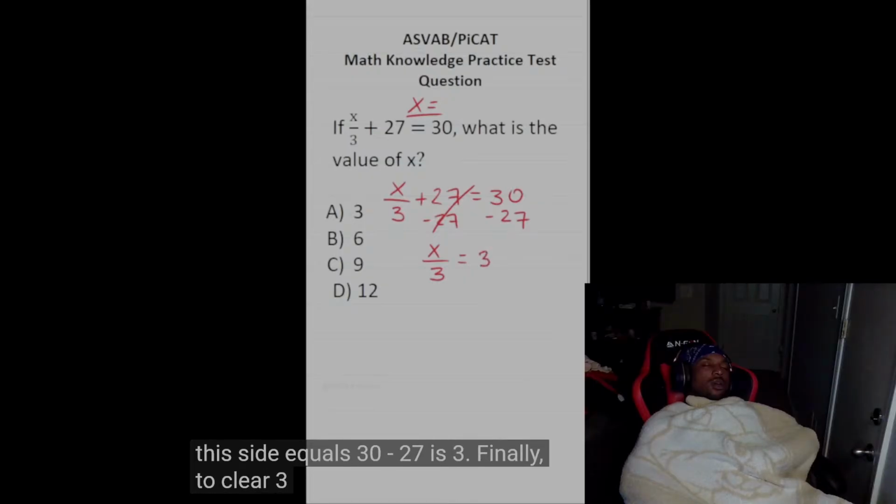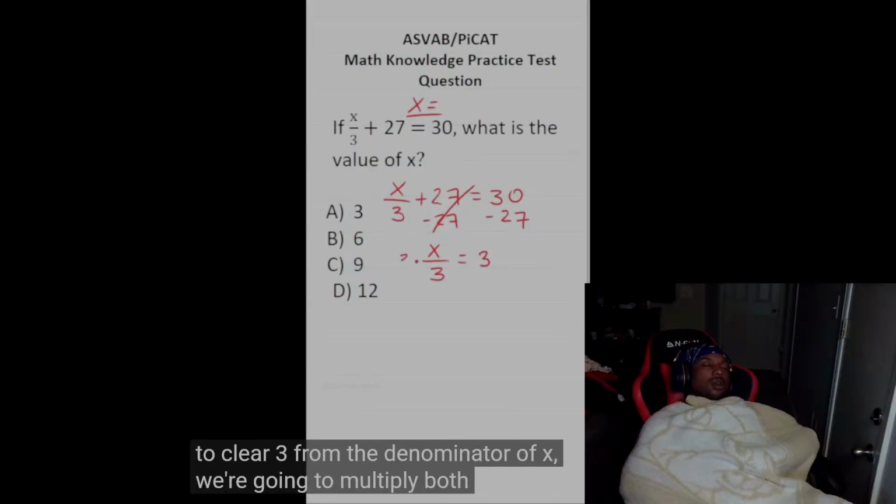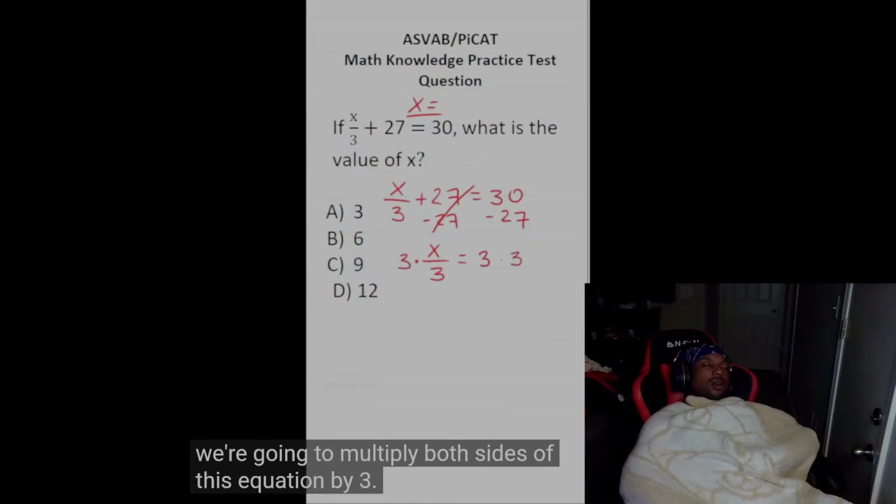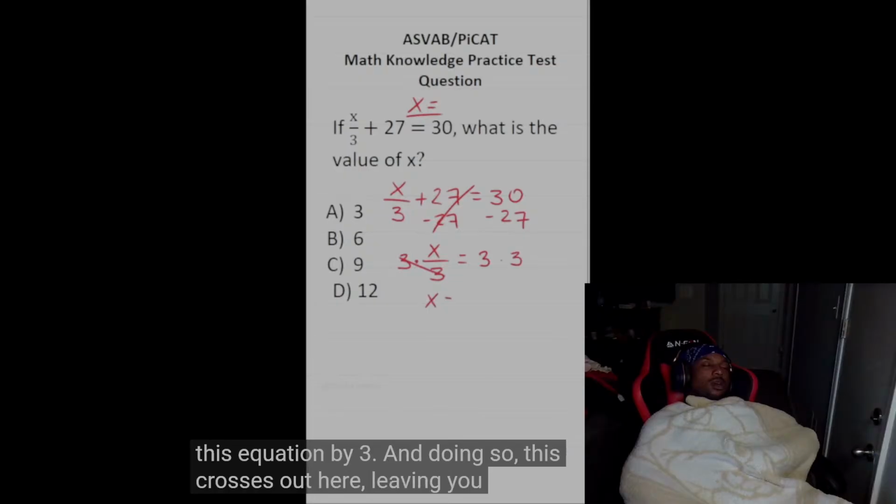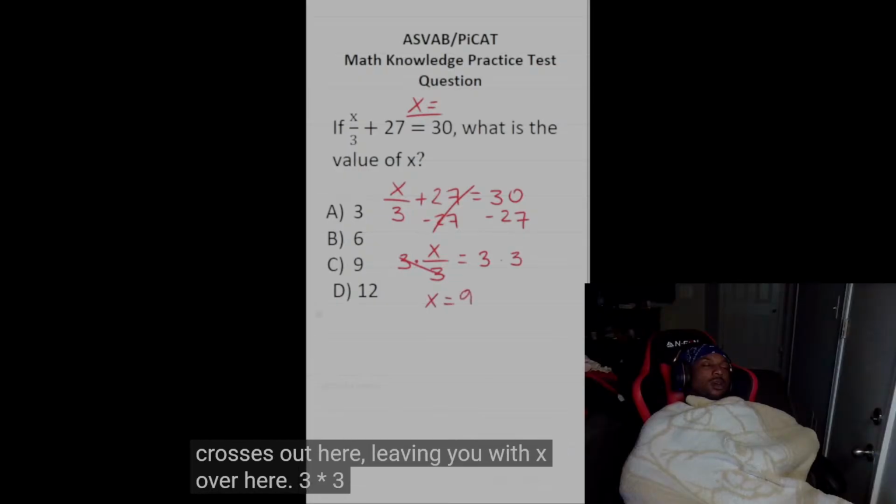Finally, to clear 3 from the denominator of x, we're going to multiply both sides of this equation by 3. In doing so, this crosses out here, leaving me with x over here. 3 times 3 is 9. So we can see the answer is C, 9.